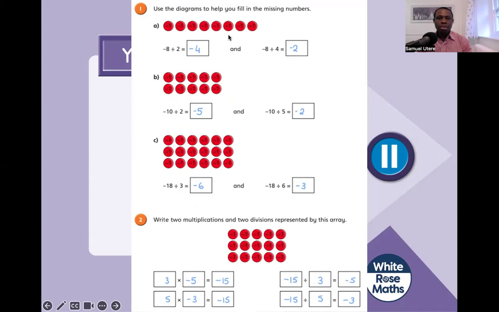So you may not even really use the diagram because you should know from what I mentioned in our previous lesson that division has the same relationship with the signs like multiplication. So these answers are pretty obvious. And then here you were asked, write 2 multiplications and 2 divisions represented by the array. So you should be able to write that array really easily.